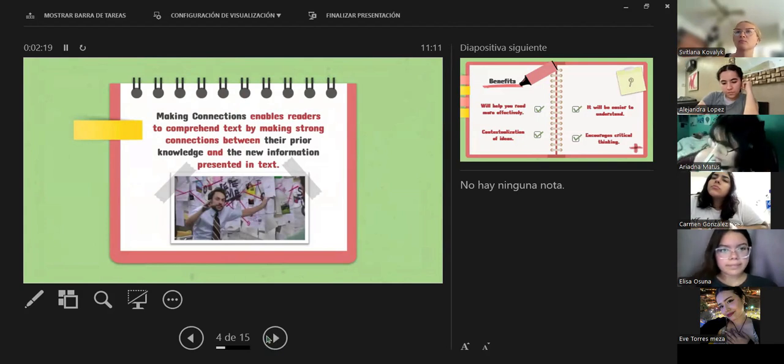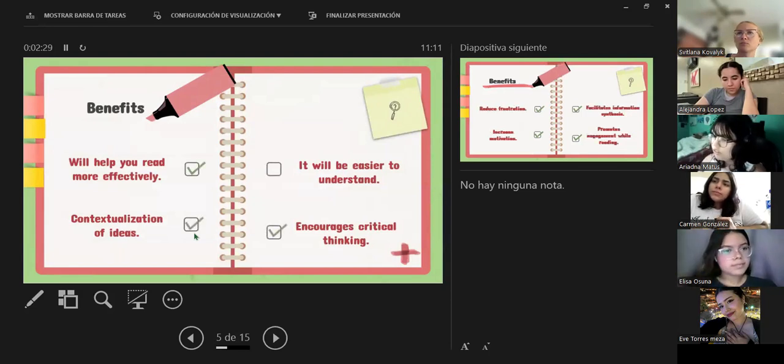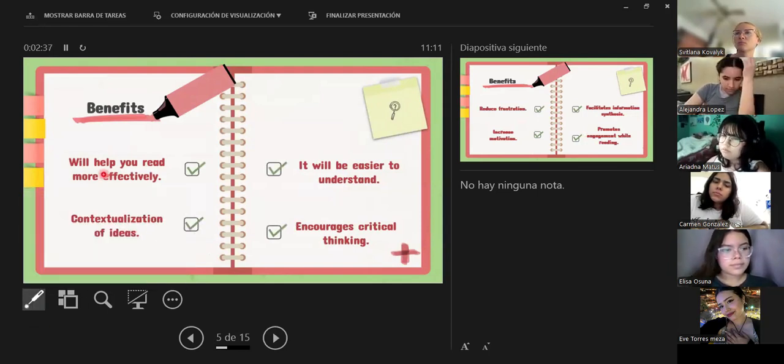So my classmates told you an introduction about what is making connections, and I want to tell you a few benefits about this. Let's start with the first one. It helps you to read more effectively. If you make connections, it will be easier for you to have a context because it reduces the mental effort to grasp an idea, so it's easier.